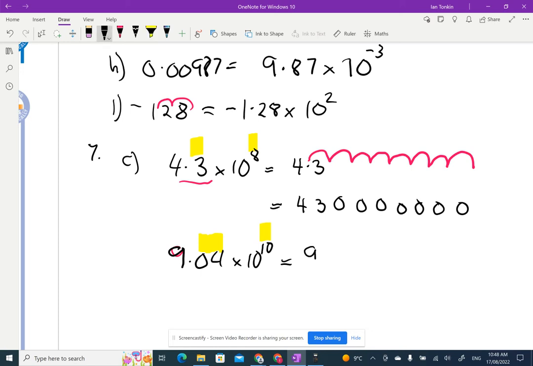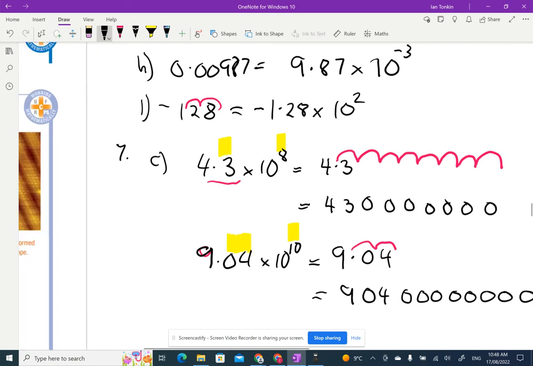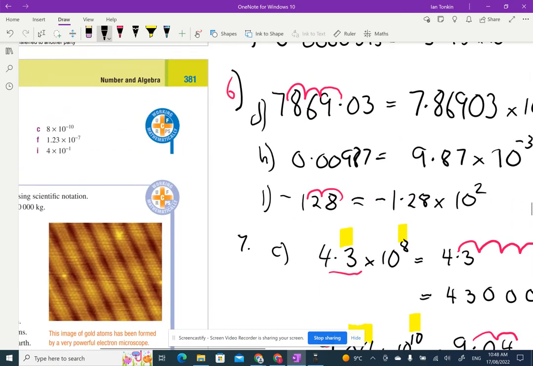9.04, I have to move the decimal point 10, 1, 2, and then I've got another 8. So do I need to draw all the rest of it? No. So I can just write 904, and I'm going to have 8 more spaces, so 8 zeros. 1, 2, 3, 4, 5, 6, 7, 8. So that's pretty cool.